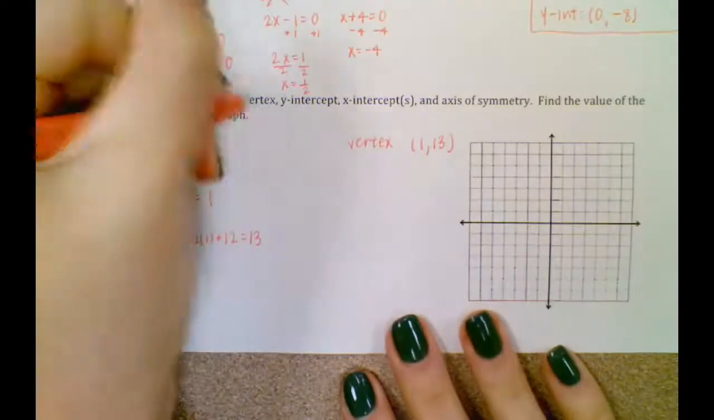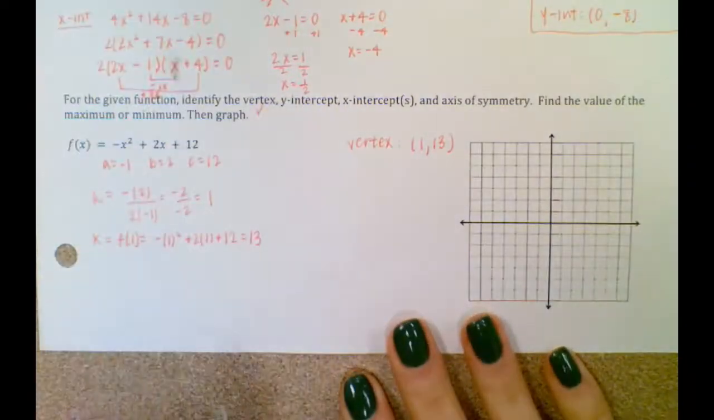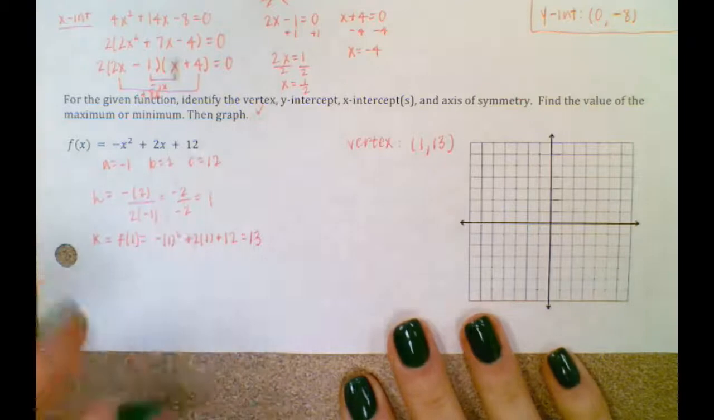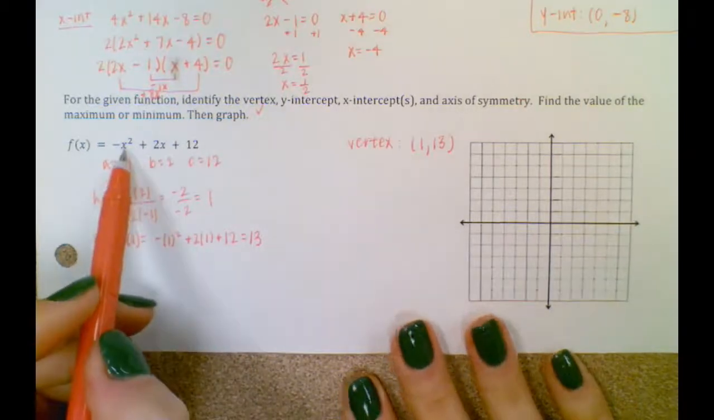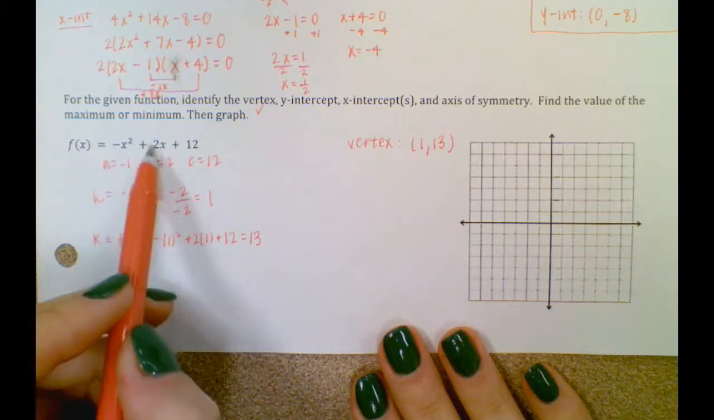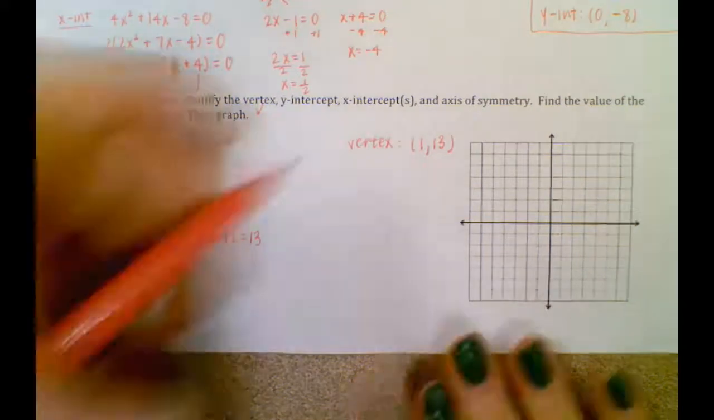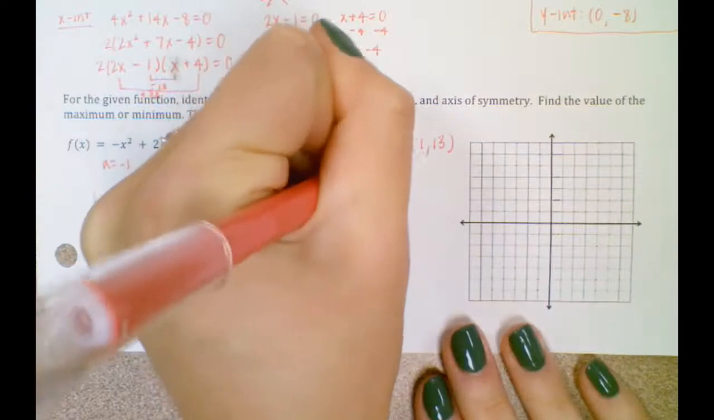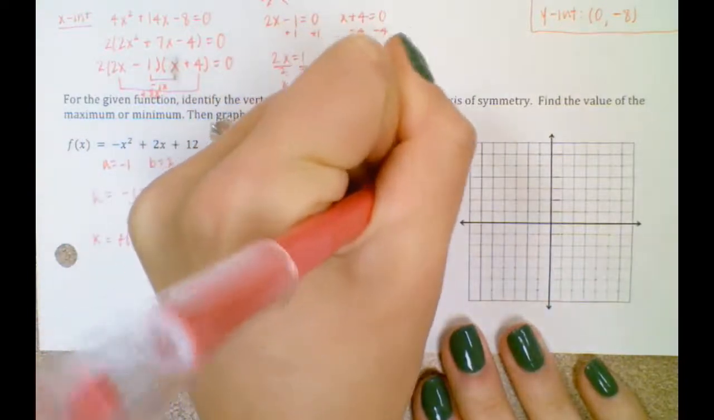So I did that. The y-intercept, oh, that's just going to be the c value, right? And remember, you could plug 0 in right here. Negative 0 squared, that will give you 0. 2 times 0 is just 0, so it's just 12. So the y-intercept is (0, 12).